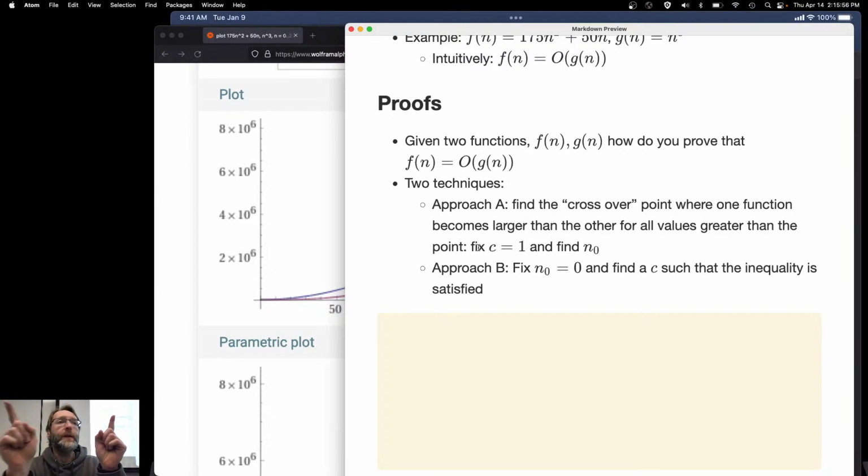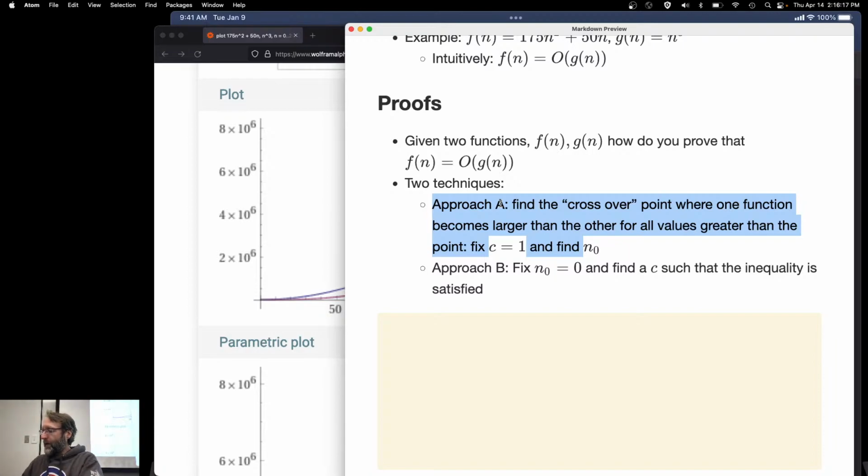In this case, we're going to fix c to be 1, and then we're going to find n naught, after which those functions never meet again. Approach B will be just the opposite. Fix n naught to be 0, and then we'll find c. Right? Let's go ahead and go with approach A on this particular example first.